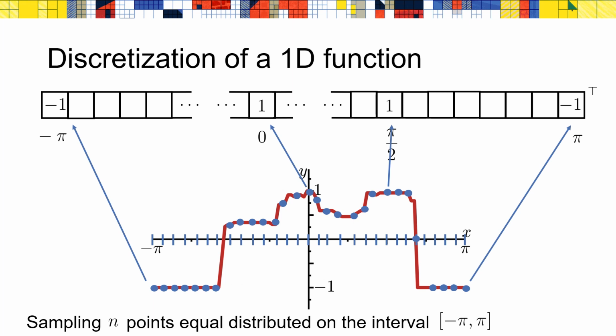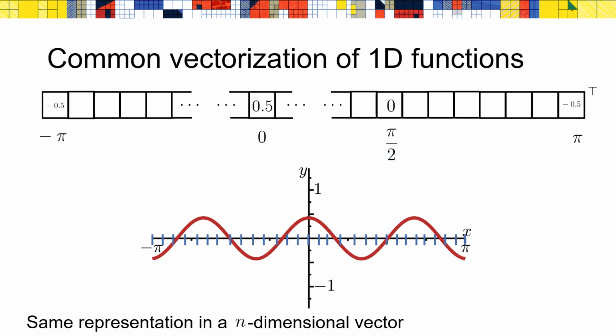So this is a discretization, and this discretization could be used for all functions defined on the same interval. So we use the same n points selected on the interval minus pi, and we can associate a vector to this other function.